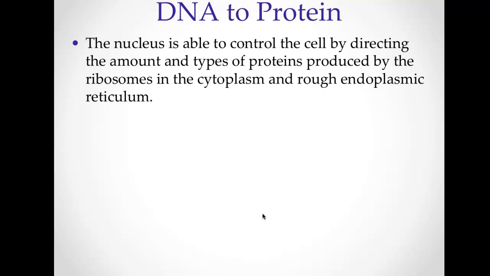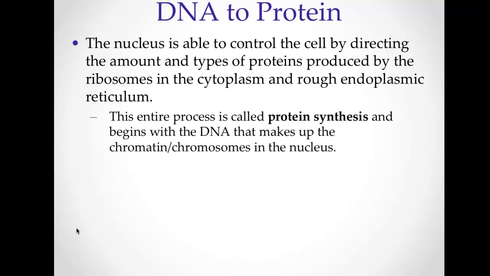So in the nucleus, you have DNA. All right, and the nucleus is able to control the cell by directing the amount and the type of proteins produced by the ribosomes in the cytoplasm and the rough endoplasmic reticulum based on the DNA that's present. So the entire process of DNA to protein is called protein synthesis. And so remember, inside the nucleus, you have chromatin. Chromatin is DNA wrapped around proteins.